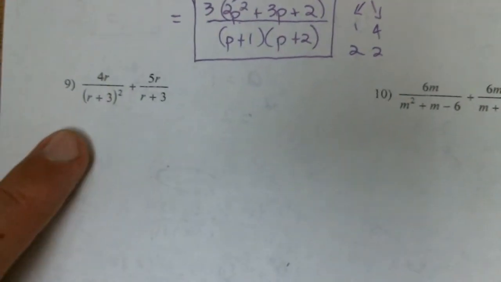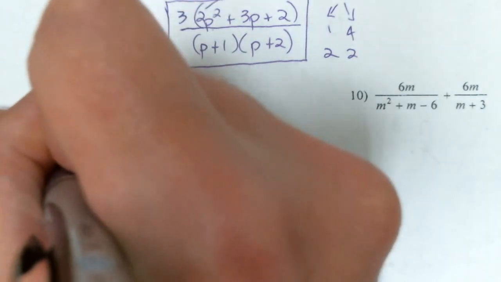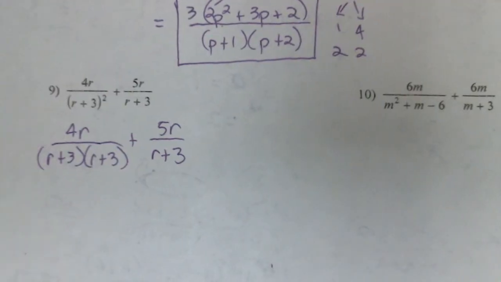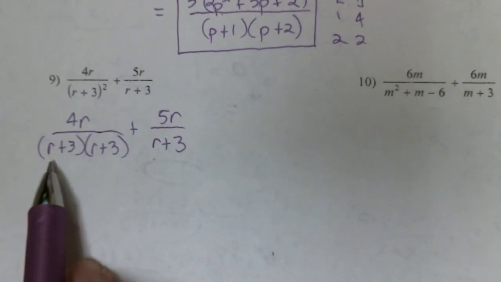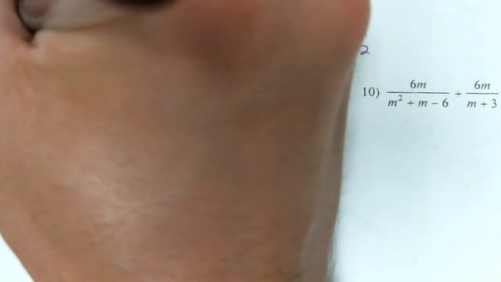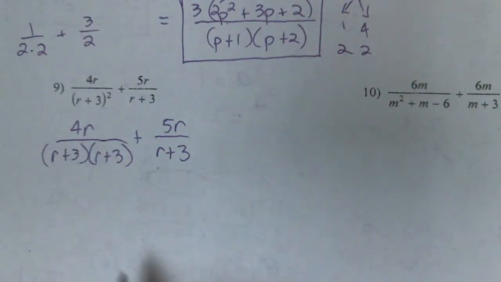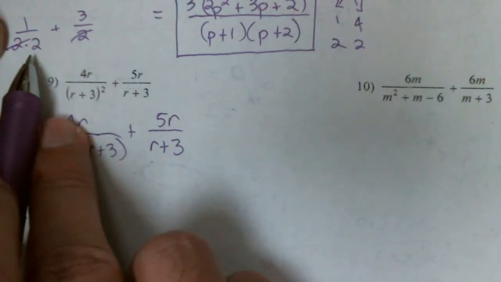Okay, let's keep going. Now this one is r plus 3, quantity squared, on the bottom. So I'm going to rewrite this as 4r over r plus 3 times another r plus 3, just so visually we can see what we are missing, what we need. Does r plus 3, the little guy, go into the big guy? Does r plus 3 go into r plus 3 times r plus 3? Yes. How many times? R plus 3 times. Okay, how many times does 2 go into 2 times 2? These cancel out. It goes into it 2 times.